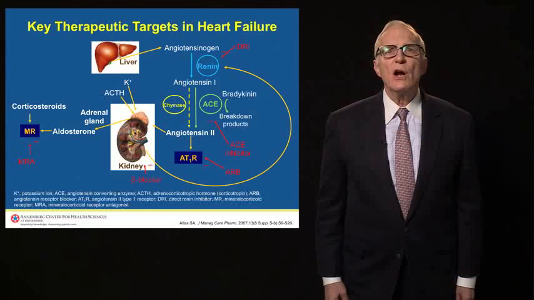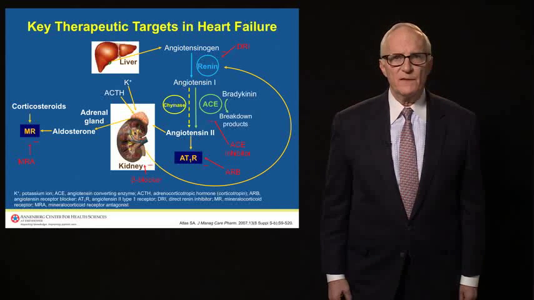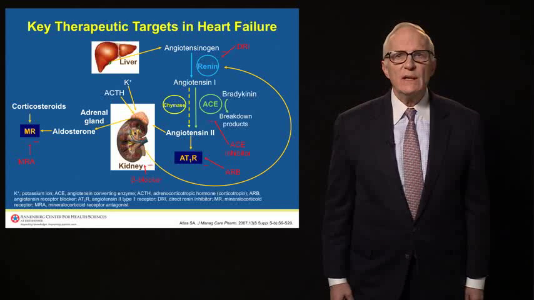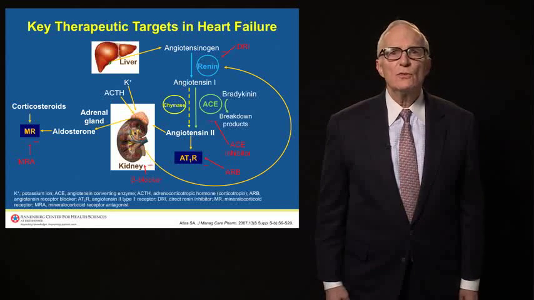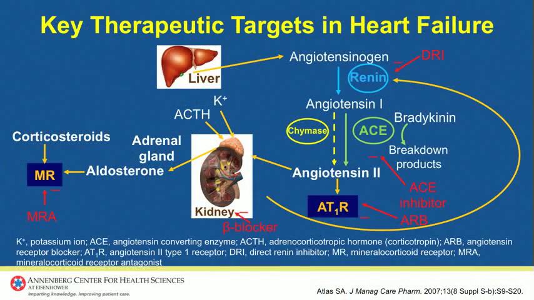Key therapeutic targets in heart failure can be understood from the pathophysiology. In order for the renin-angiotensin-aldosterone system to be activated and active, angiotensinogen, a precursor that is manufactured in the liver, has to be converted to angiotensin 1, which happens with catalysis by renin from the kidneys. When angiotensin 1 is formed, it in turn needs to be catalyzed to convert to angiotensin 2, which is achieved with the mediation of angiotensin-converting enzymes.